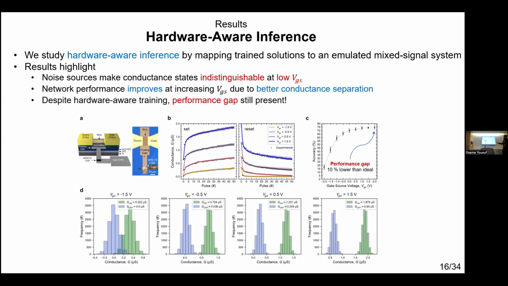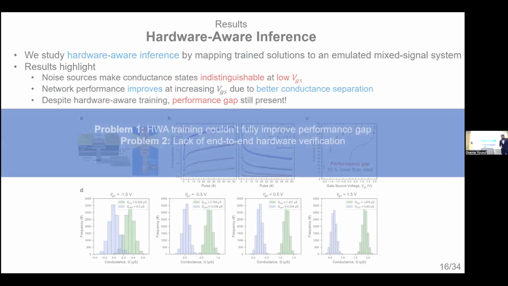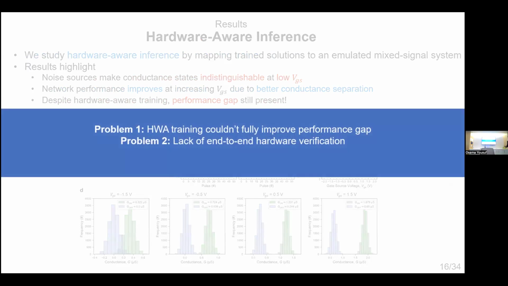Okay, so what we're essentially seeing is that despite hardware-aware training, there is some performance gap that continues to exist. If you compare it against a software baseline that wasn't trained with any hardware-aware constraints, the performance gap has been minimized to a significant extent, but not to a full extent, right? It's still there. And so the next problem we solve is basically this. Despite hardware-aware training, we see that this performance gap wasn't able to get eliminated fully.